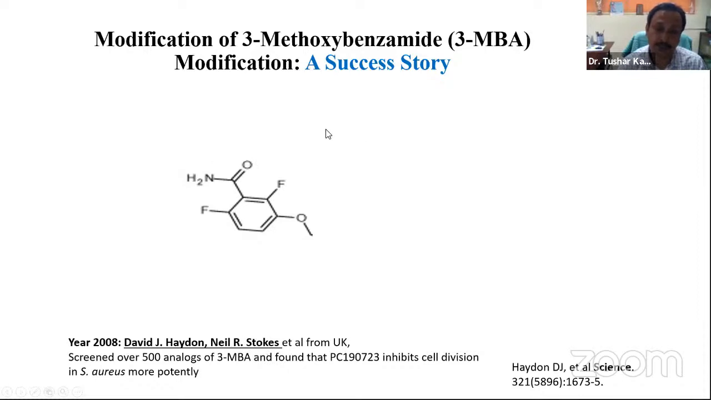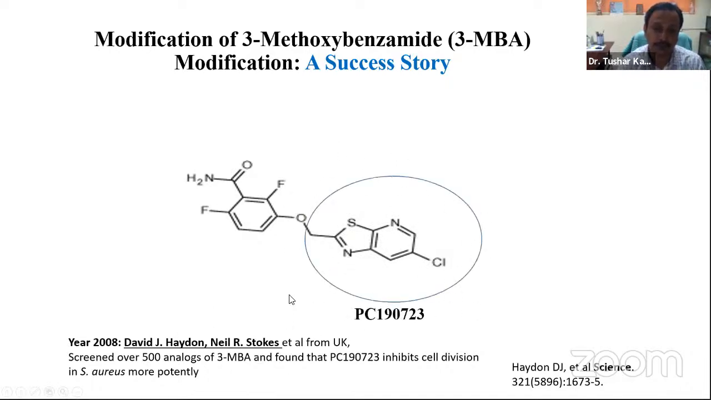did a modification. They chemically modified this compound. They screened over 500 analogs, and they found that the addition of this group increased the efficacy of the drug by several thousand times. It was 2000 microgram per ml, but with this modification the MIC goes to 0.5 to 1 microgram per ml. Okay, and this molecule is now a very active molecule.